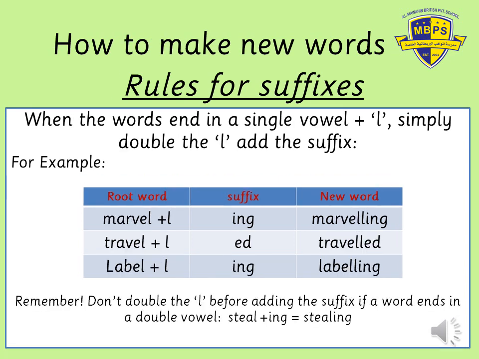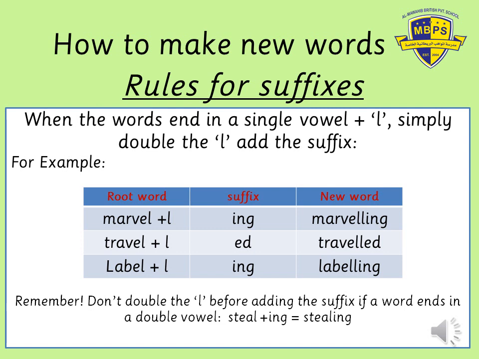Rule number 3. When the words end in a single vowel plus L, simply double the L and add the suffix. For example, the root word is marvel. Students, it's ending with a single vowel plus L, so we will double the L. Travel, single vowel plus L, so double the L. Label, single vowel plus L, so double the L. Now we will add different suffixes. Marvel, after adding the suffix ing would be marvelling. You can see we have doubled the L.